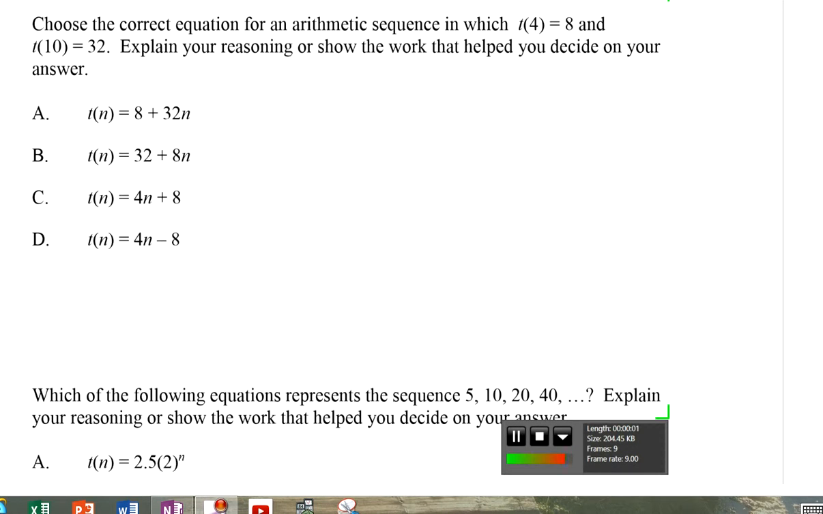Choose the correct equation for an arithmetic sequence, and they give me two things. They tell me when n is 4, I get the number 8, and when n is 10, I get the number 32. Now, you may be saying to yourself, how in the world am I going to get that? It's not enough information. But think about this.